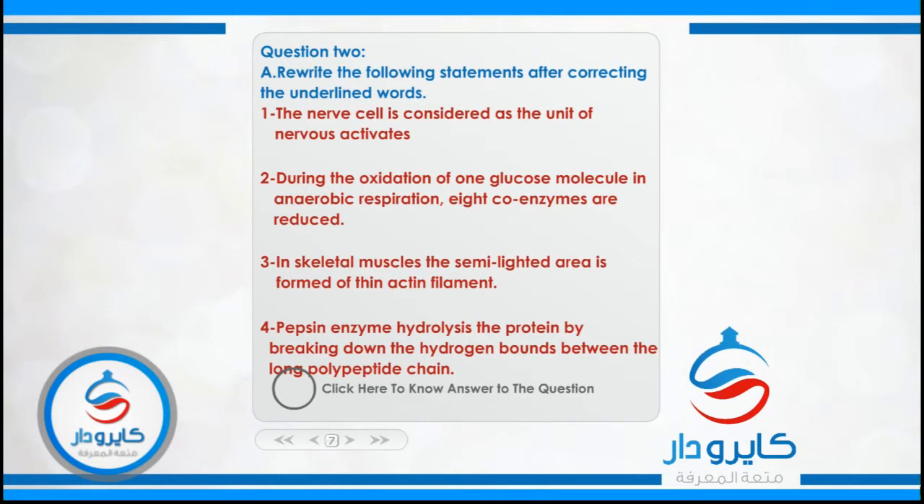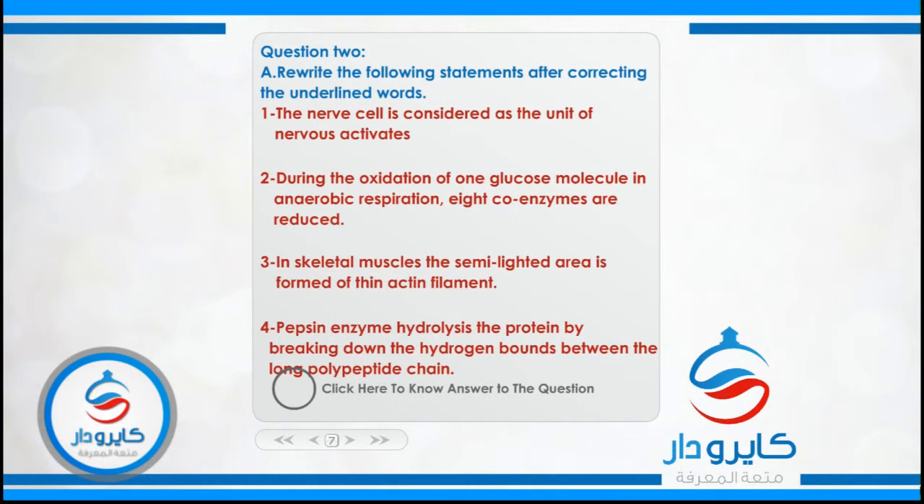The next part: in skeletal muscles, the semi-lighted area is formed of thin actin filaments. The underlined, wrong part is the thin actin filaments, because the semi-lighted area, which is called the H zone, is formed by the thick myosin filaments only. So the thin actin filament is not right, but the right answer is the thick myosin filaments.